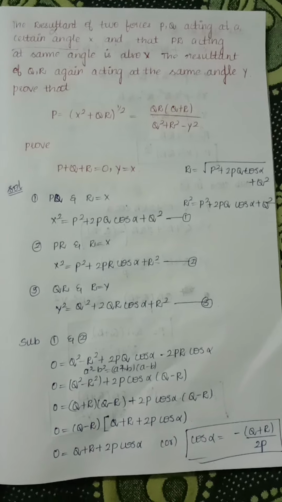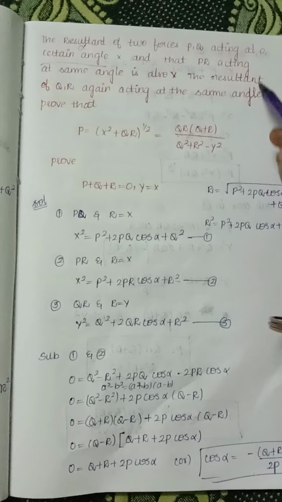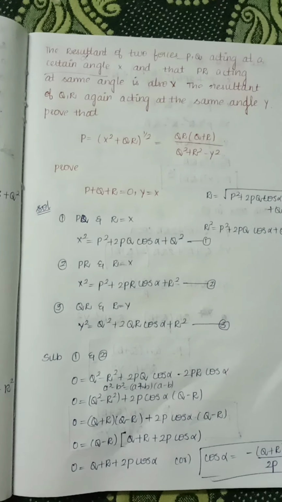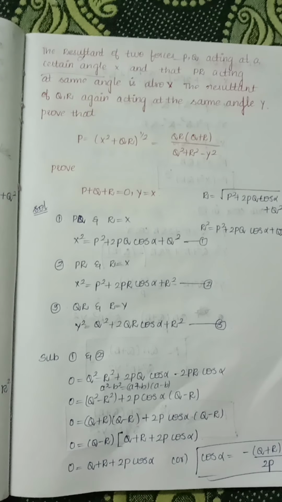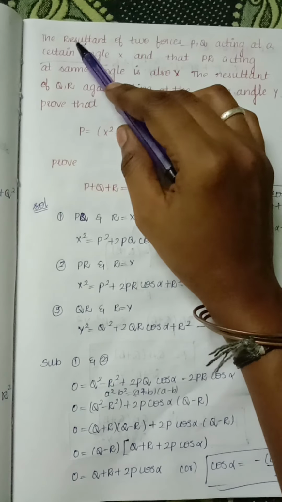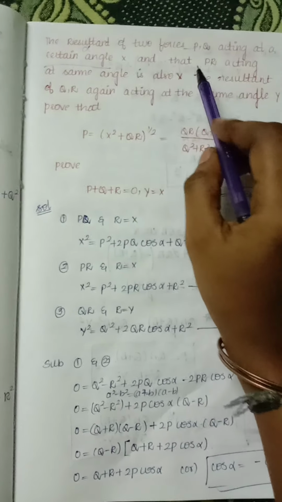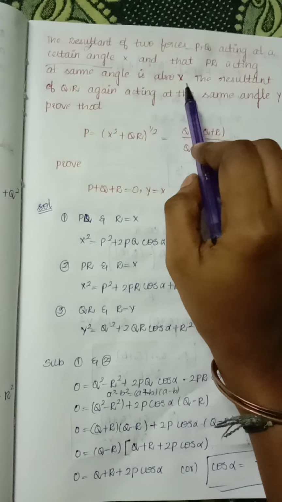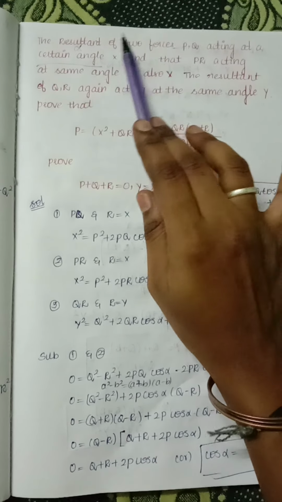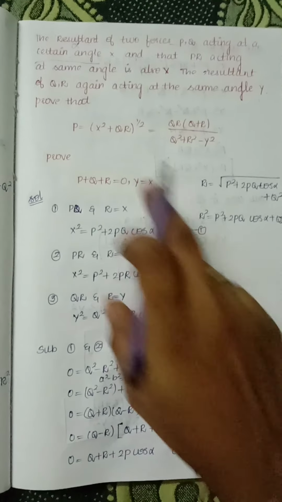So what is the certain angle here? It is the same angle in all three cases. In all these cases there is a common angle, which we assume as alpha. Here the resultant of P and Q is given as x, the resultant of P and R is given as x, and the resultant of Q and R is y. Using this given question, we have to solve this sum and prove this.